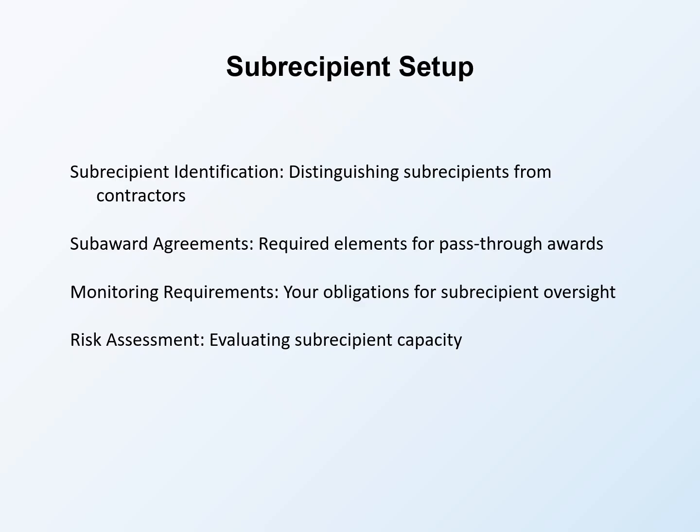Risk assessment evaluates subrecipient capacity before making subawards. Consider the subrecipient's experience, internal controls, and prior audit results. Higher-risk subrecipients require more intensive monitoring. Document your risk assessment and monitoring approach for each subrecipient.